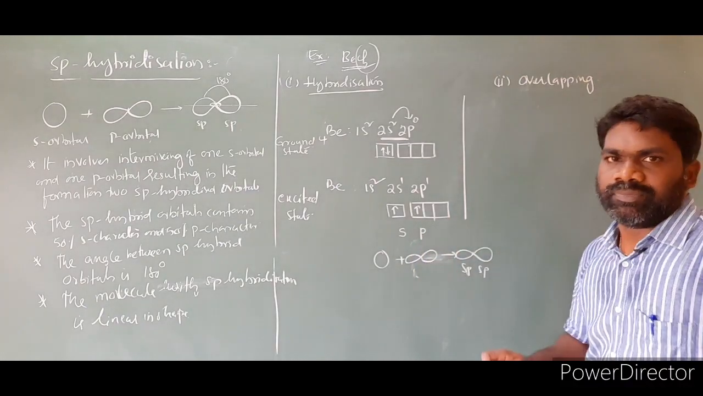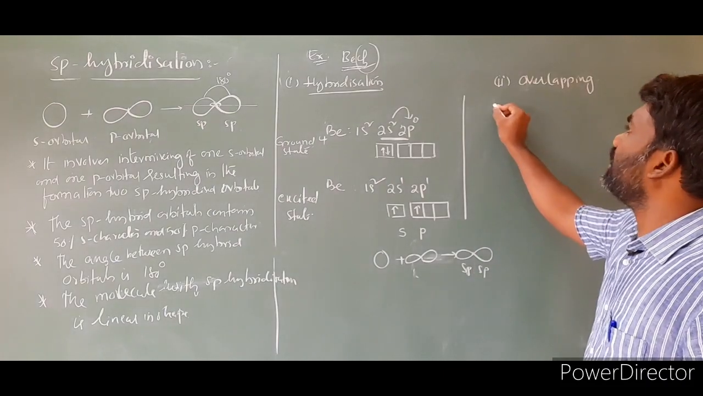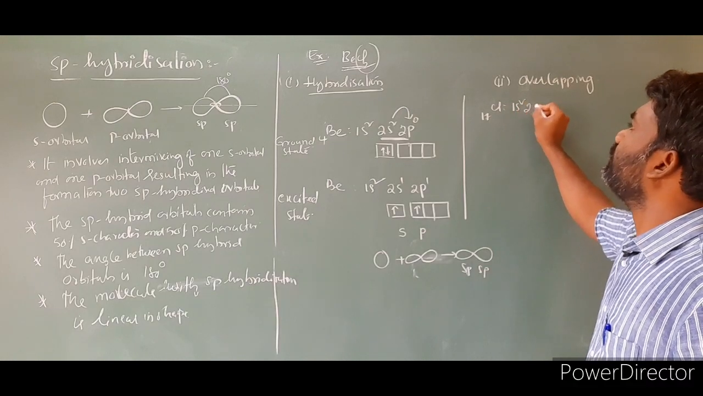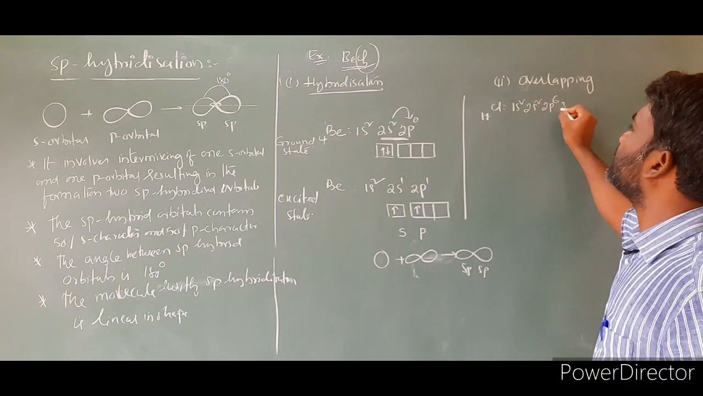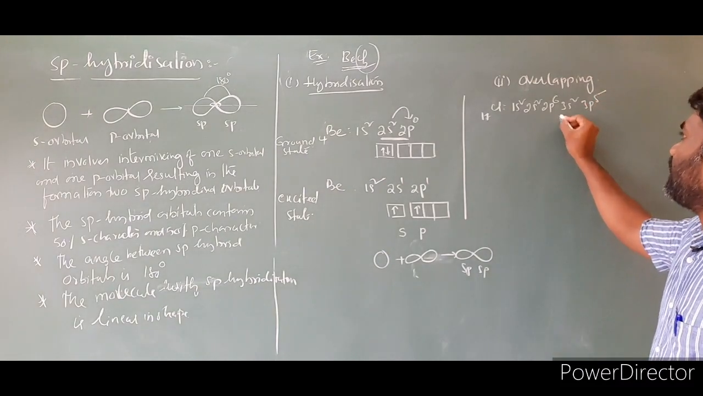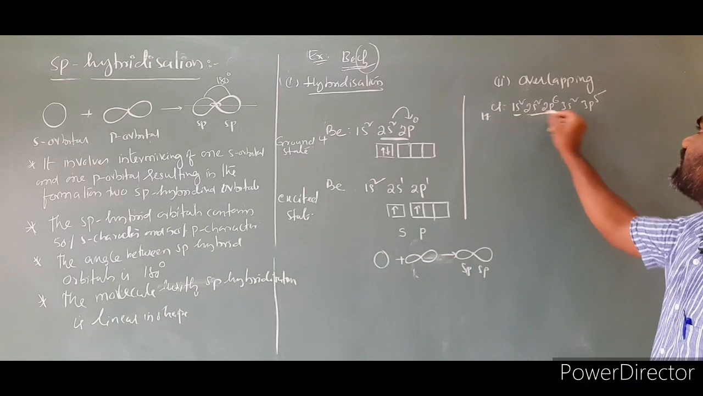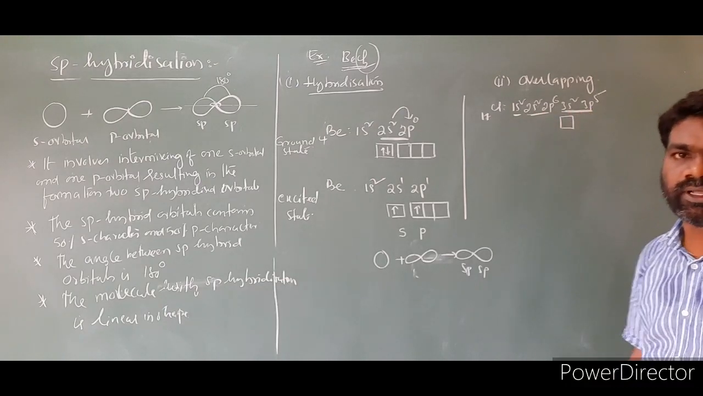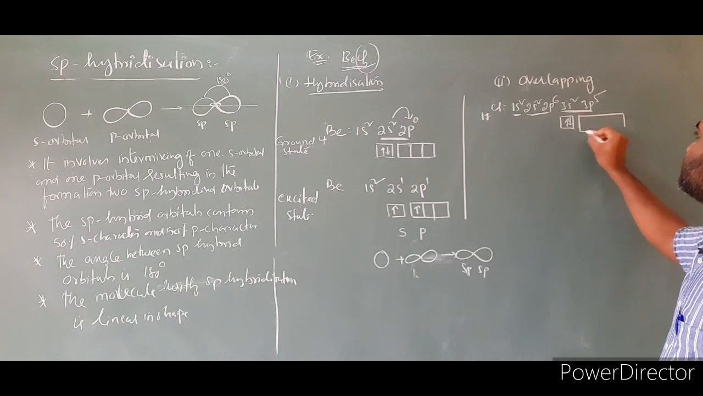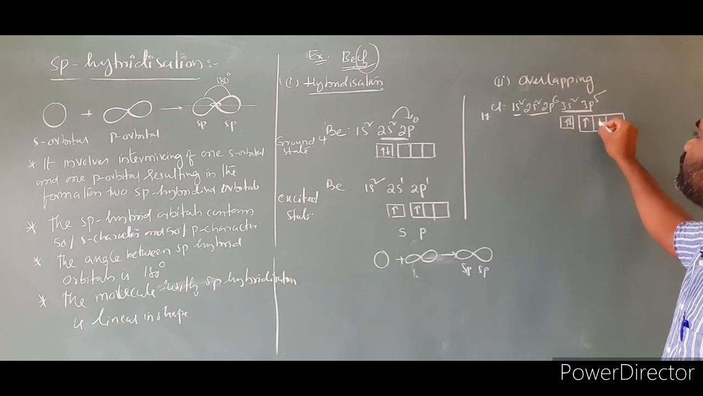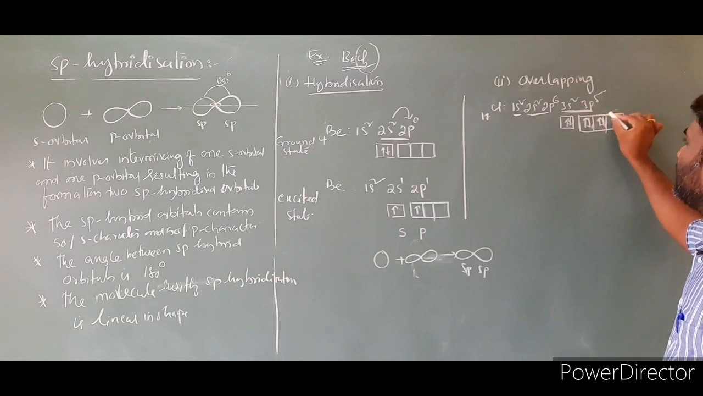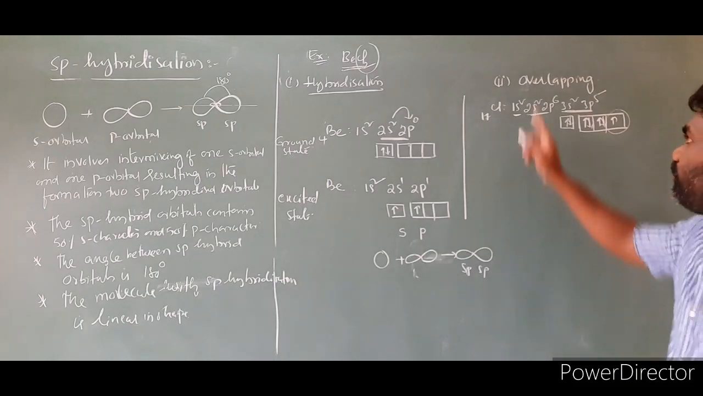Coming to the second step. In the second step, chlorine is there. We have to take the chlorine atomic number, which is 17. So this is 1s2, 2s2, 2p6, 3s2, 3p5. Only the valence shell we have taken: this is the first shell, this is the second shell, this is the third shell. So how many electrons are there? 1, 2 electrons here, and 1, 2, 3, 4, 5 here. Only one unpaired electron is there. Clear? And one more chlorine is there.